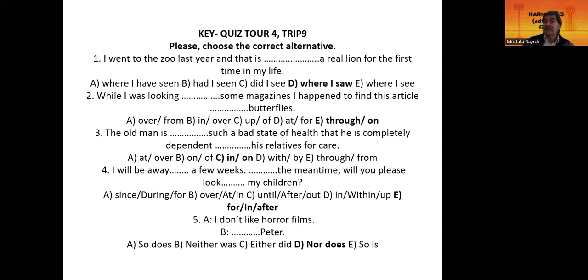The old man is in such a bad state of health that he's completely dependent on his relatives for care and on. I will be away for a few weeks. In the meantime, will you please look after my children? I don't like horror films, nor does Peter.